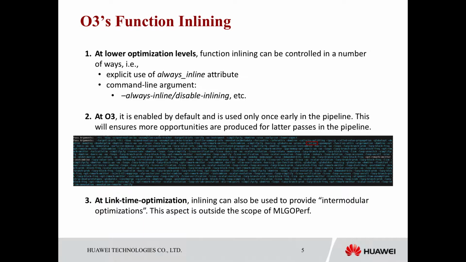Normally in LLVM, at low optimization levels, inlining is disabled, or we can control it with explicit use of attributes such as the always inline attribute, or certain command line arguments such as always inline or disable inlining. But at O3, it is enabled by default and is used only once in the pipeline. There is also a usage of inlining at link time optimization, especially at LTO, but this is outside the scope of MLGOPerf for this work. Obviously, when you do that, it opens up some intermodular or interprocedural optimizations in LLVM.